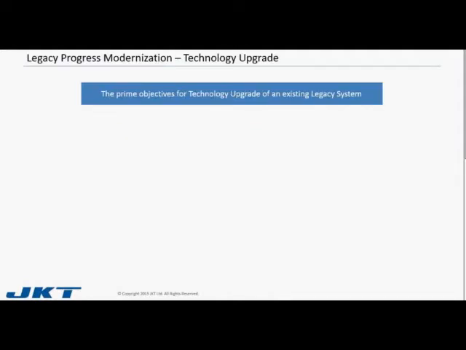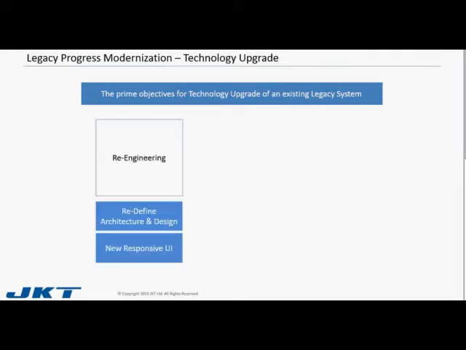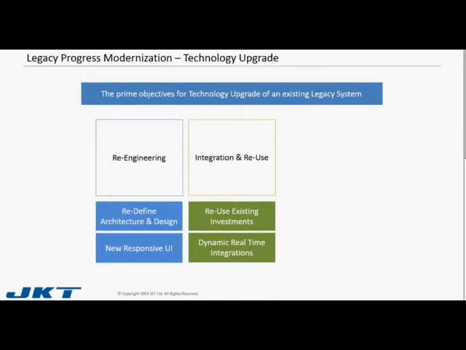And let's see what the prime objectives of the technology upgrade option are while we are going ahead and modernizing a legacy system. The first one we are talking about here is re-engineering, where we redefine the architecture and redesign the existing application from an overall design and architecture perspective, and we improve the customer experience by building a new UI. The second one here is integration and reuse, and this is a very important one.